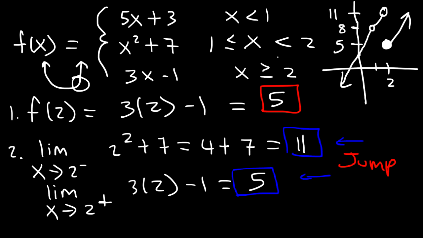And also we have a closed circle at 8, because f of 1 is equal to 8. So that's how you can graph that particular piecewise function. That's a rough sketch of it. But as you can see, we do have the jump discontinuity. The graph disconnects.